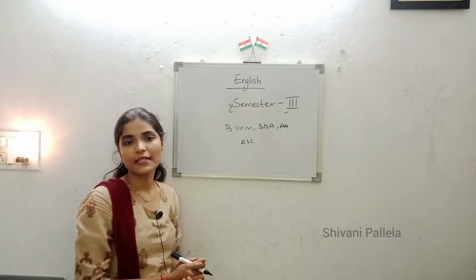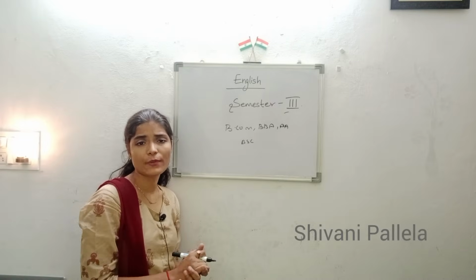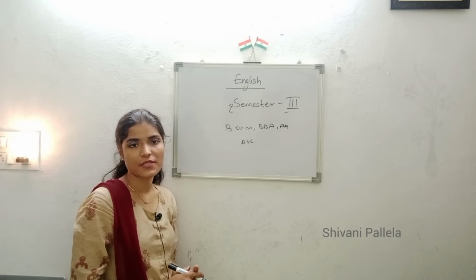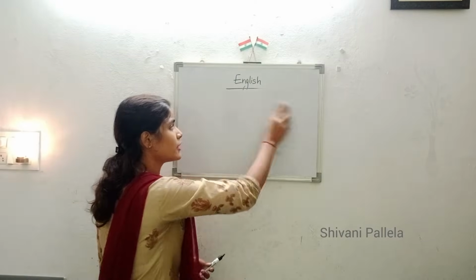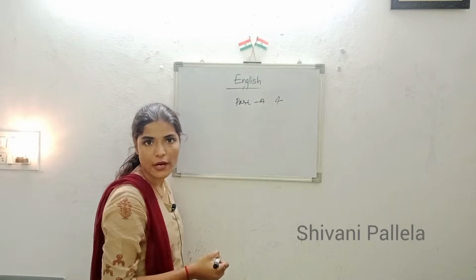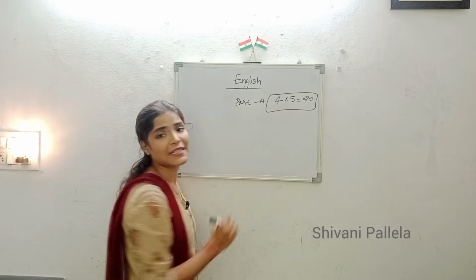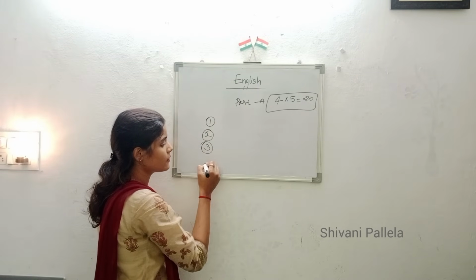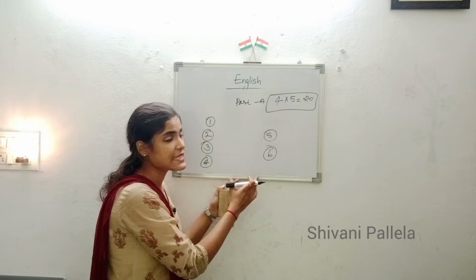If you want to understand the English subject, you need to understand how the question paper pattern is asked. According to the blueprint, I will explain the question paper pattern, how you will get it in the examination. In a model paper, how will you have your English question paper in part A, for 20 marks? Part A consists of first bit, second bit, third bit, fourth bit, fifth bit and sixth bit. Overall you will get 6 bits in part A.